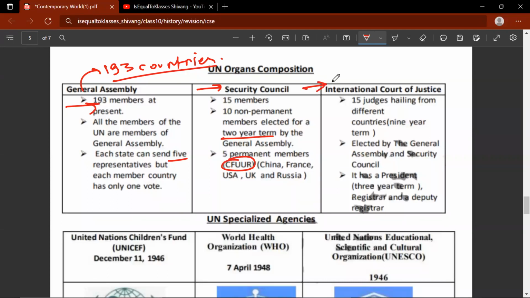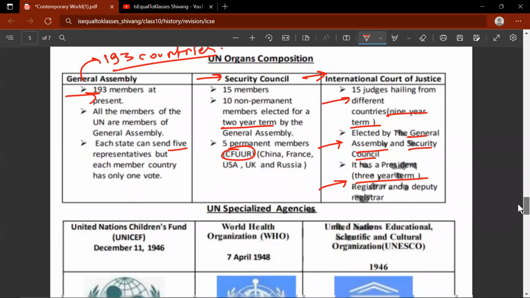Then we move on to the composition of the International Court of Justice. 15 judges hailing from different countries, 9-year term, elected by the General Assembly and Security Council. It has a president, 3-year term, a registrar, and a deputy registrar. So remember the terms: 9-year term, elected by the General Assembly and Security Council. Okay, let's move on.